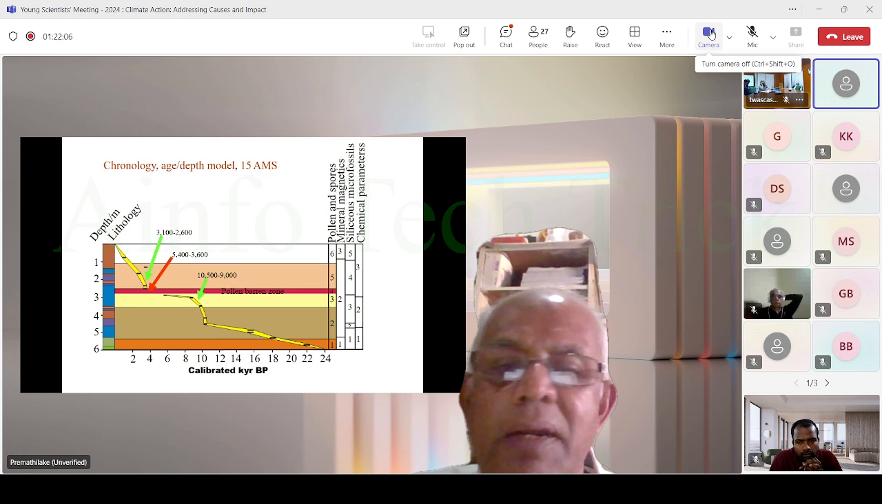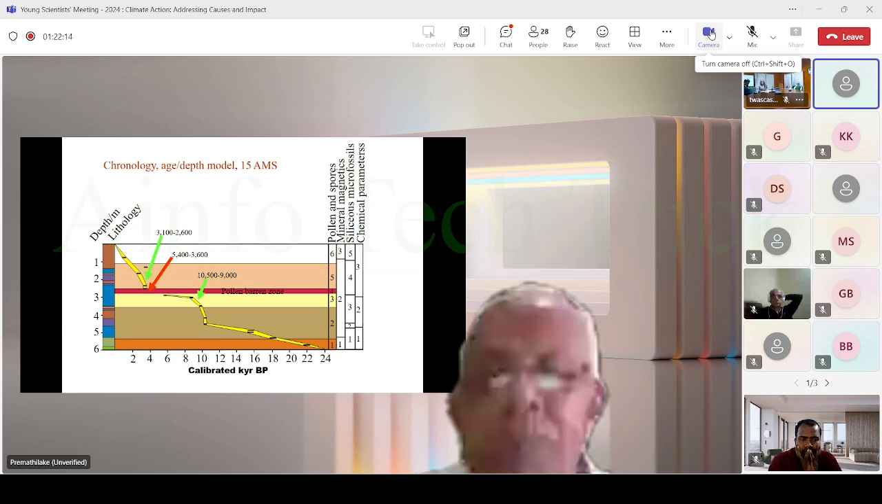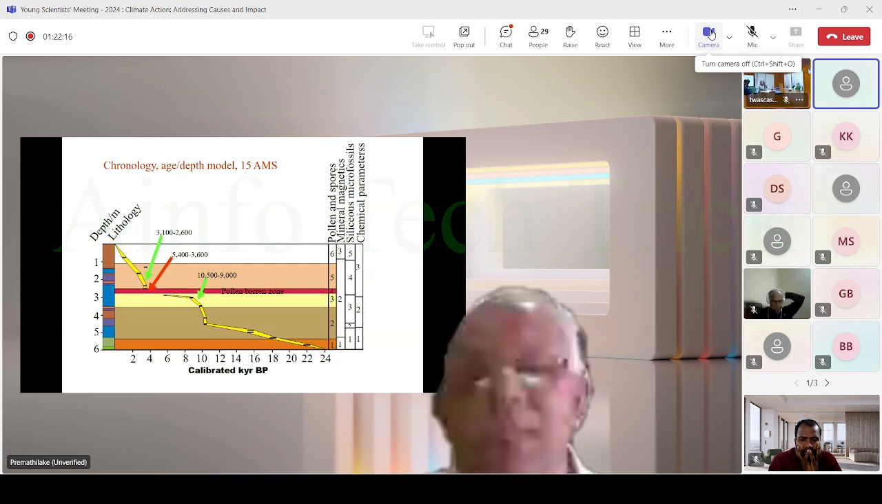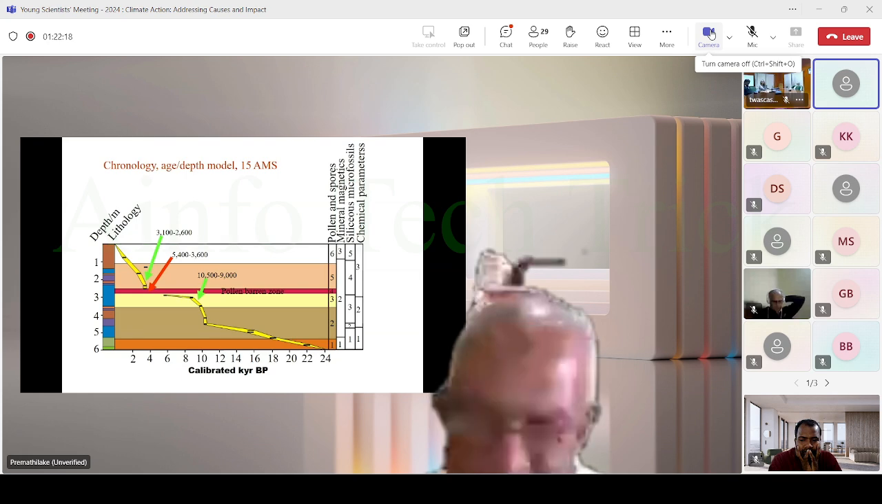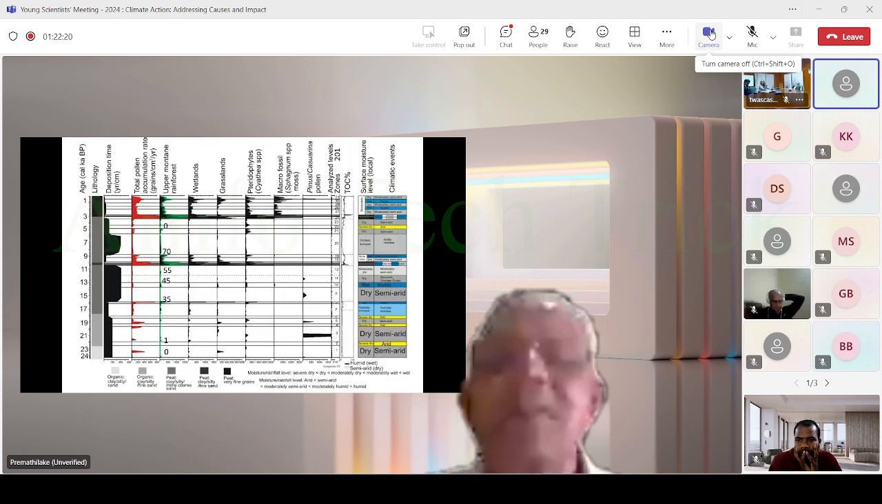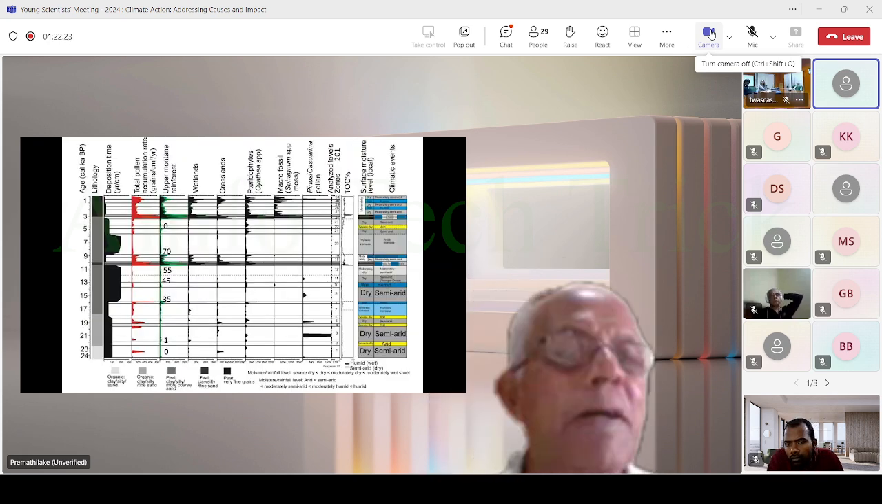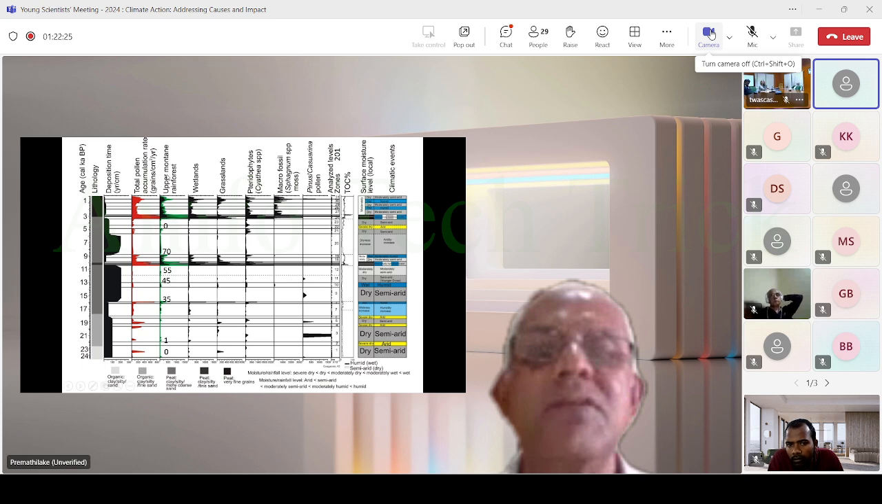The age depth model is now a very fascinating business in the modern world. Different scientists use different programs for making age depth models, but we use a simple model for that. This is the thing. So this is our results. I would be happy to give some idea about the result.